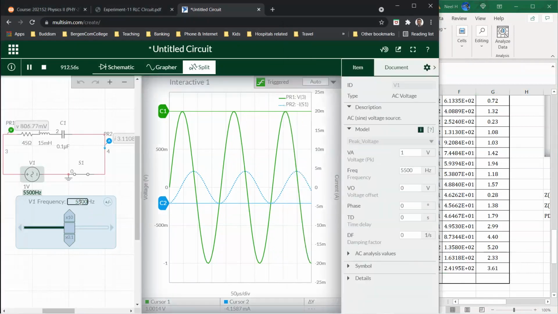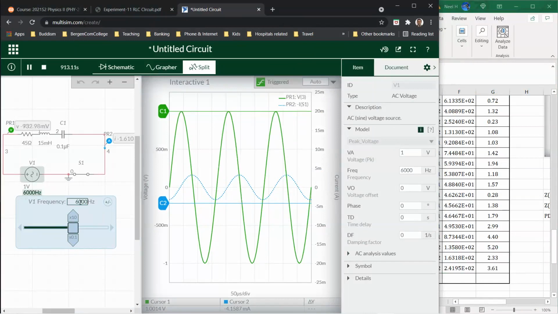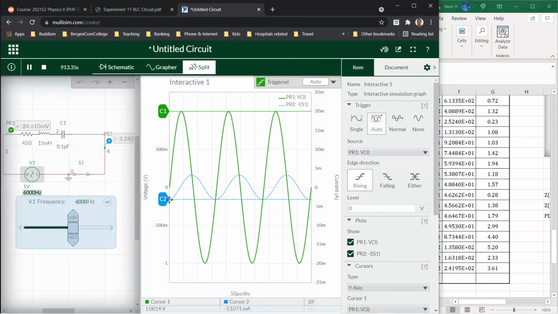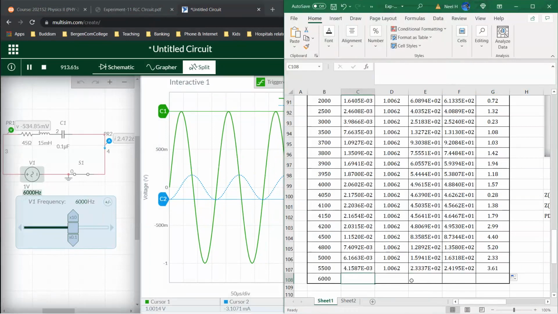And we'll take a look at one more data point, 6000. You can take a few more if you like, it doesn't matter. I think we have good enough data to make the graph.